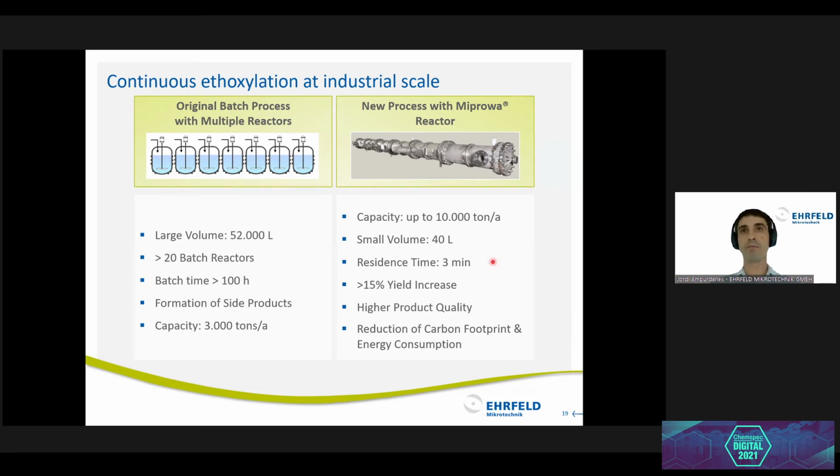So as you can see, the process was quite fast when moved from lab to validation to production. The timeline was not that long, let's say. And on the last slide, I would also like to highlight that the capacity was increased by a factor of 3. In batch, we were talking about 3,000 tons per year, and with one single reactor, 10,000 tons per year.